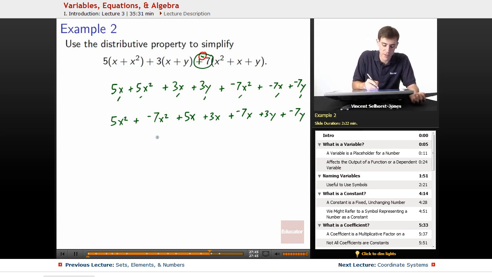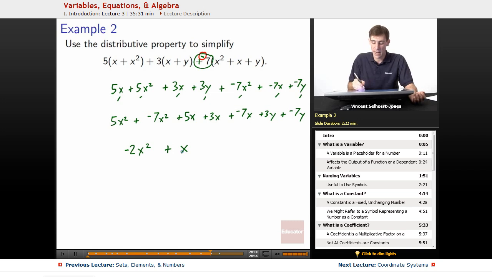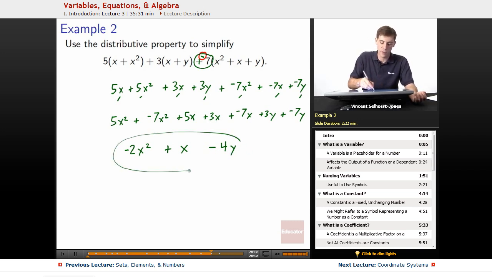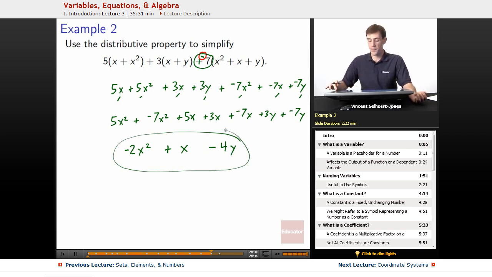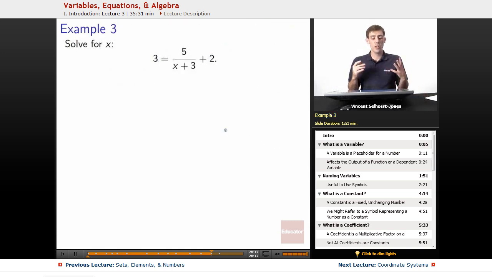5x squared plus negative 7x squared, those will combine to become negative 2x squared. 5x plus 3x plus negative 7x, so we've got 8x minus 7x. We've got 1x, which we just write as x, and 3y plus negative 7y becomes minus 4y. Negative 4y, which you can also just write as minus 4y. And there's our answer. Third example, we want to solve for x.